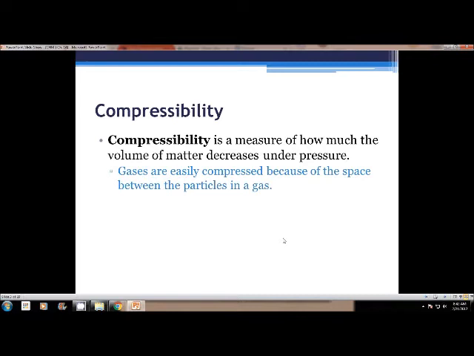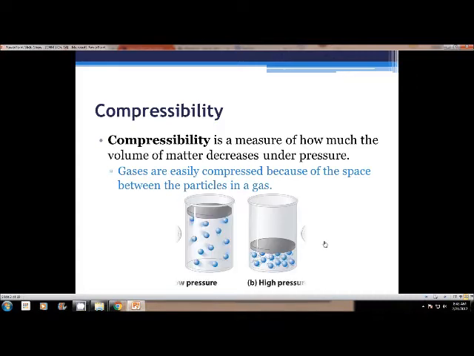So gases are easily compressed. We learned in chapter 13 that gases have a lot of space in between them. They're moving around constantly, they may collide with one another, but there's a lot of space between. And since there's a lot of space between, we can reduce that space, making them closer together, and that's how you compress a gas. Okay?